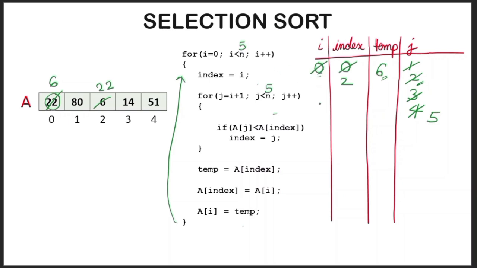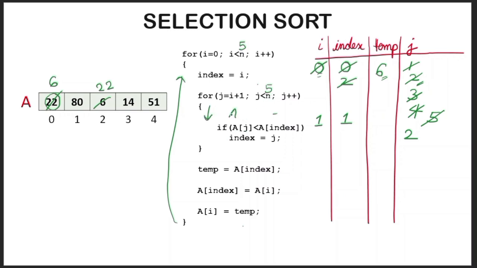I value is incremented from 0 to 1. Now index is equal to I. So index value from 2, it is I value, that is 1. And we give j value is equal to I plus 1. So j value, I plus 1, from 5 it becomes 2. So 2 is less than 5. Yes, the condition is true. We enter the inner for loop body.